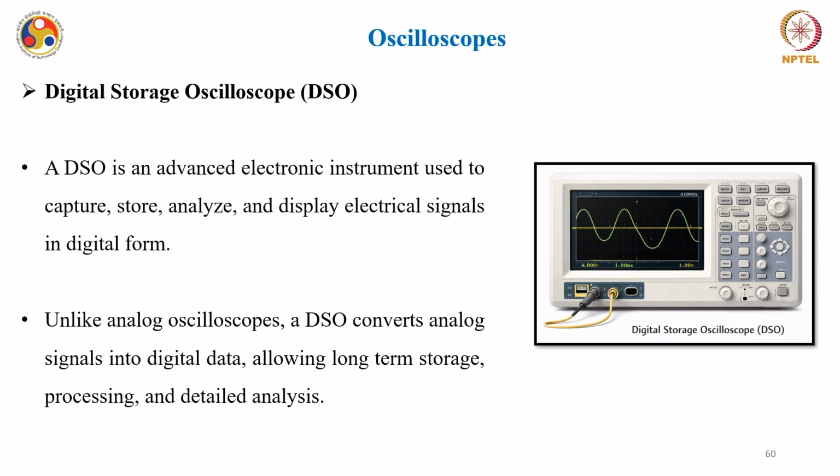Now this is about the analog oscilloscopes. We also have digital storage oscilloscopes or digital oscilloscopes, okay. A DSO is an advanced electronic instrument used to capture, store, analyze and display electronic signals in digital form. Unlike analog oscilloscopes, a DSO converts the analog signal into digital data, allowing long-term storage, processing and further analysis.